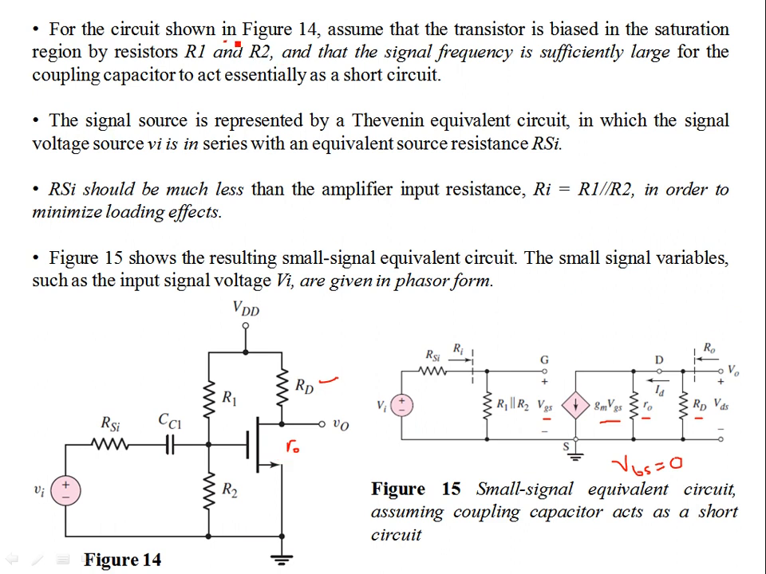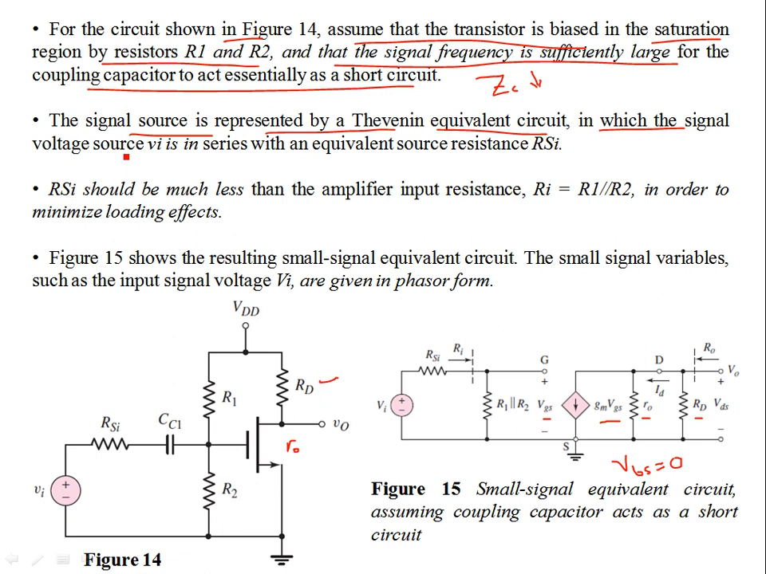Okay, so for the circuit shown in figure 14, assume that the transistor is biased in the saturation region by the resistors R1 and R2. Okay, and that the signal frequency is sufficiently large for the coupling capacitor to act essentially as a short circuit. You see, as the frequency becomes higher, the capacitive reactance decreases. Okay, so we assume that the signal frequency is high so that we don't consider any capacitive reactance at the gate terminal of the coupling capacitor. The signal source is represented by a Thevenin equivalent circuit in which the signal source VI is in series with an equivalent source resistance. So this part over here is your signal source part, with an external Thevenin equivalent resistance as RSI and the voltage as VI.